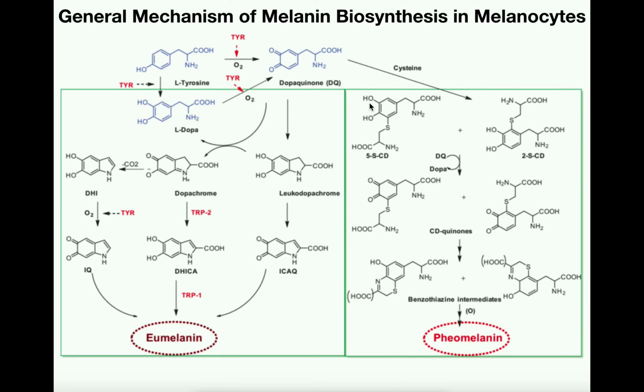So we see here the dopaquinone structure, general structure right here, but this cysteine amino acid is attached in one of two places. Down here is the 5 position. So in this case, we get 5-cysteinyldopa, because actually now this molecule is dopa up here. Or it can be attached at the 2 position atop this benzene ring, and we get 2-cysteinyldopa.